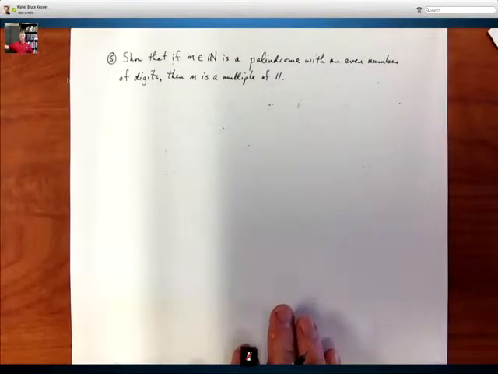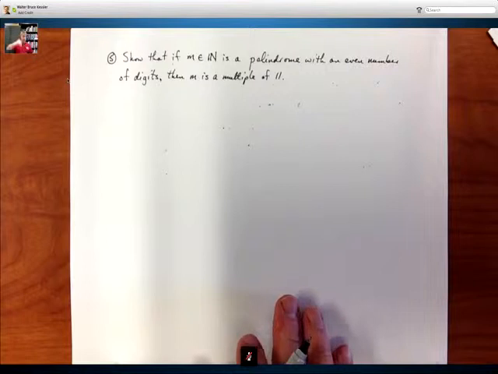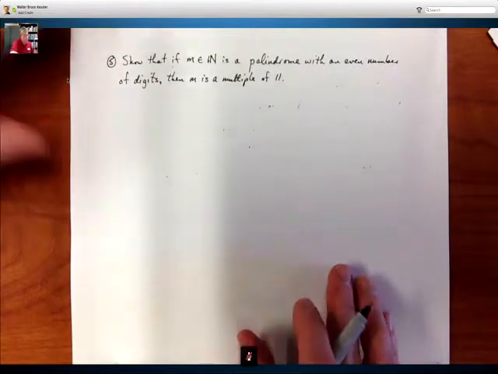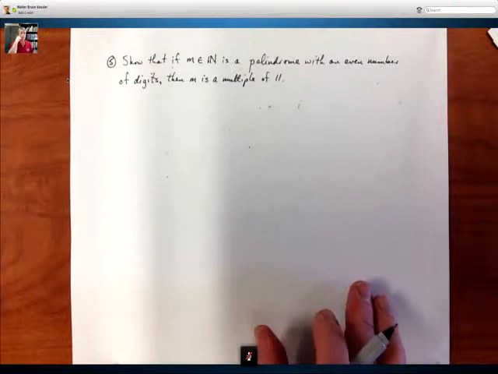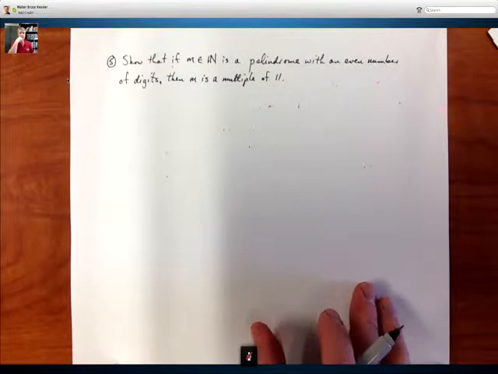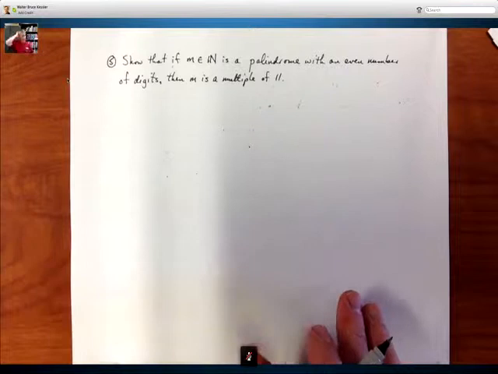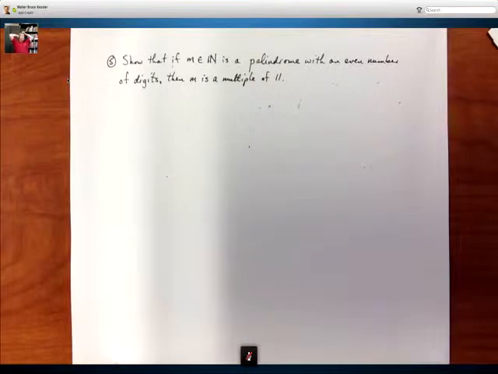All right. One more problem that we did today, and that was the one regarding palindromes. Show that if m, which is a natural number, is a palindrome with an even number of digits, then m is a multiple of 11. Joseph actually went through and gave the salient points to the proof of the divisibility test for 11, but we can just use the test.